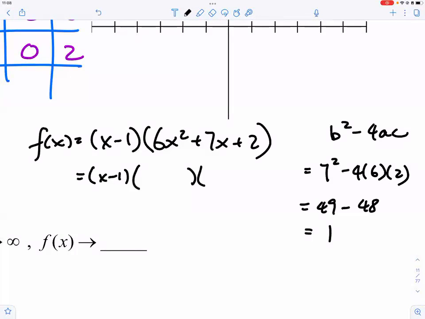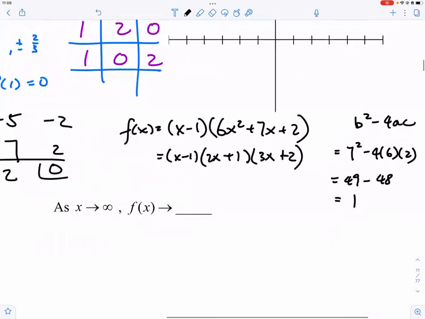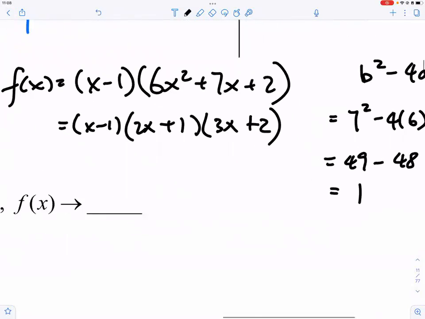So let me see if I can factor this one out. What we know for sure is that it must be 1 and 2. And how can we get 7x in the middle? 3x, nope. Wait, hold on. Oh, the other way. 2x plus 1, and then 3x plus 2. So now you have the other roots. You have the other 2 negative roots.